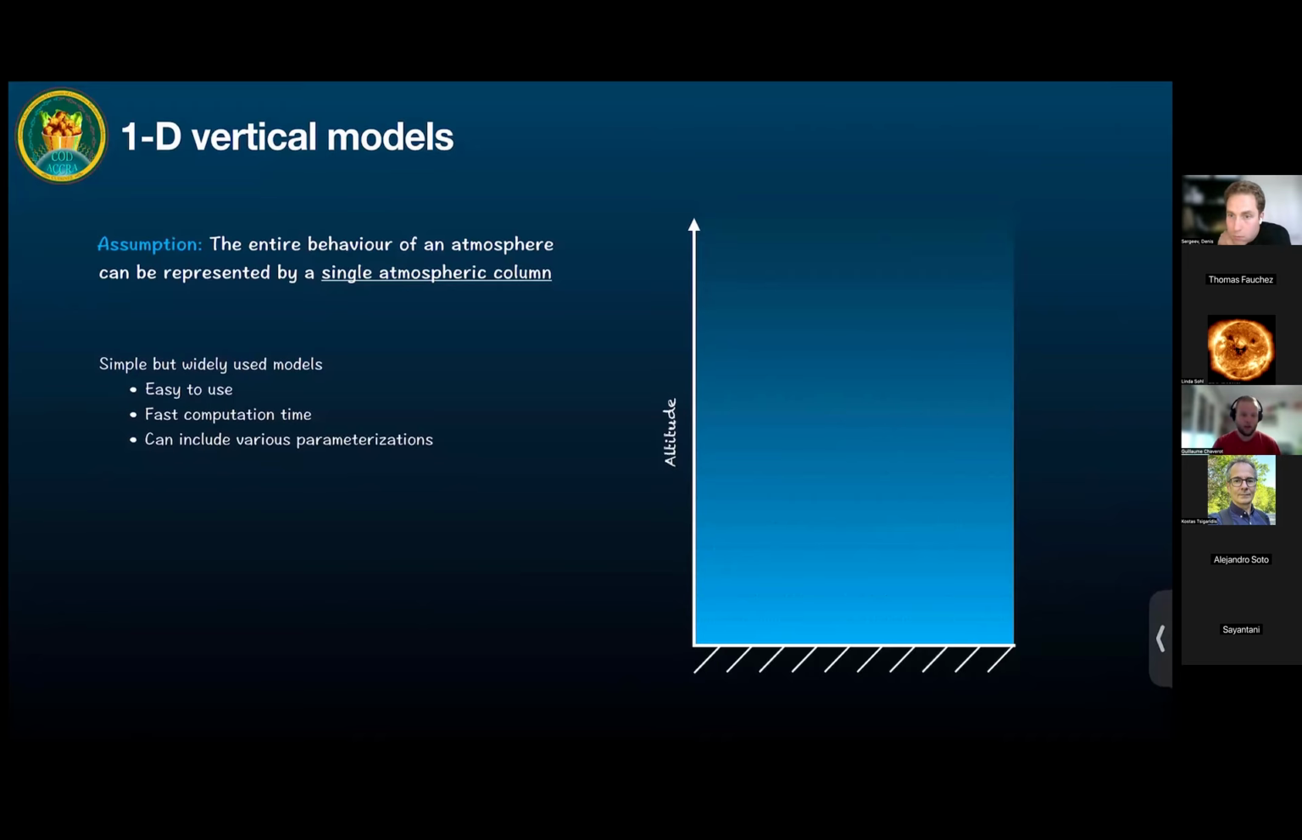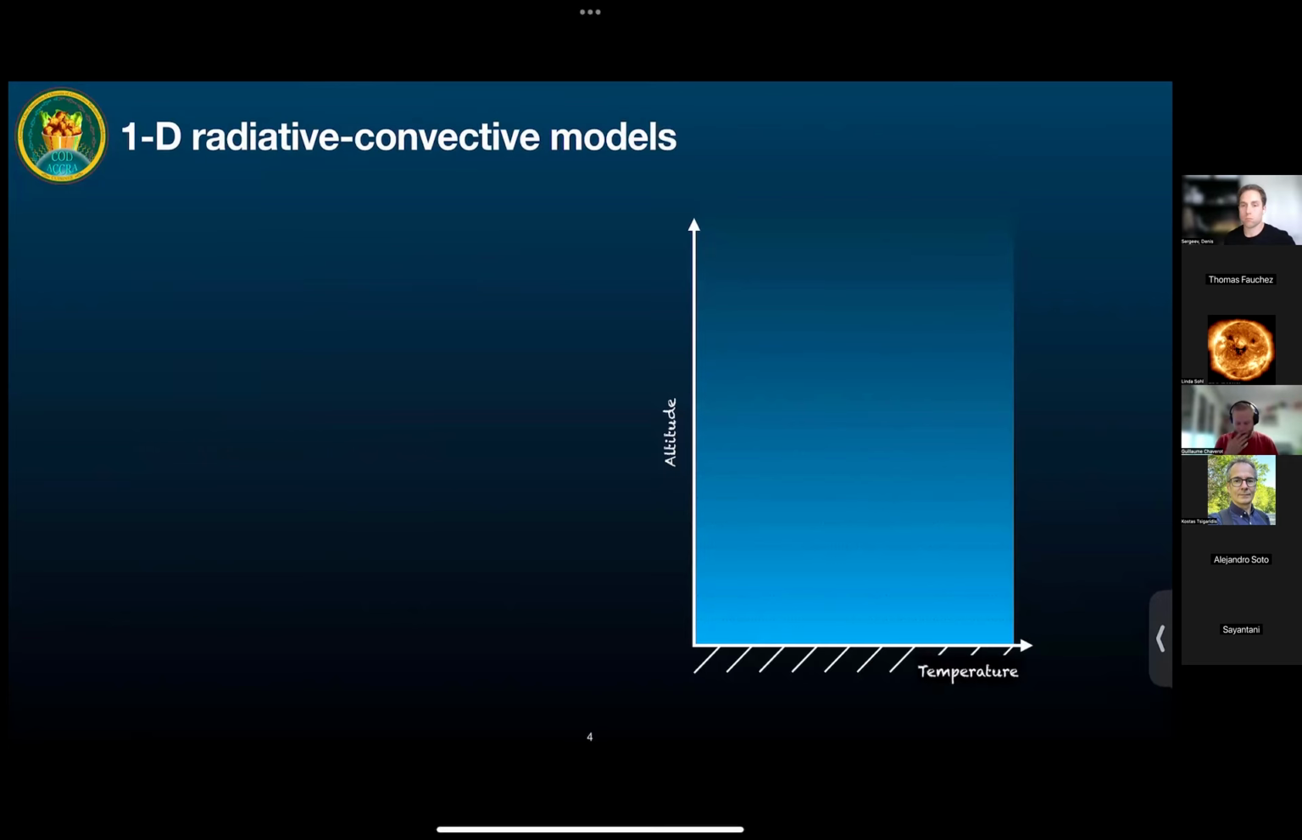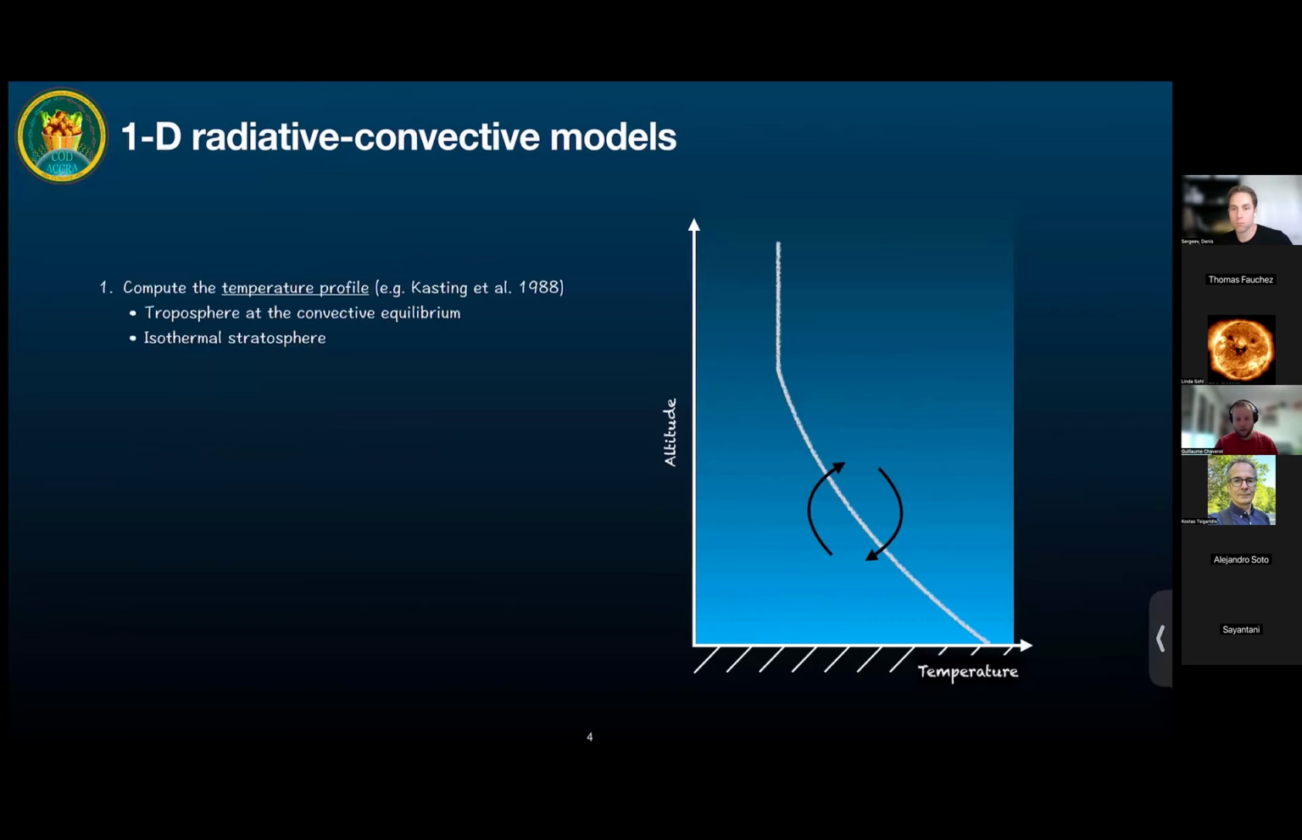So they're largely used and they are also used to link the atmosphere with, for example, the interior of the planet or to model atmospheric escape and so on. So even if they are simple, they are important for a lot of scientific questions. So let's see what we have in these kinds of models.